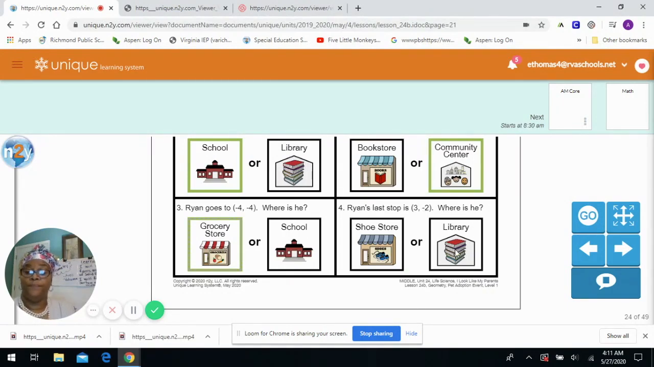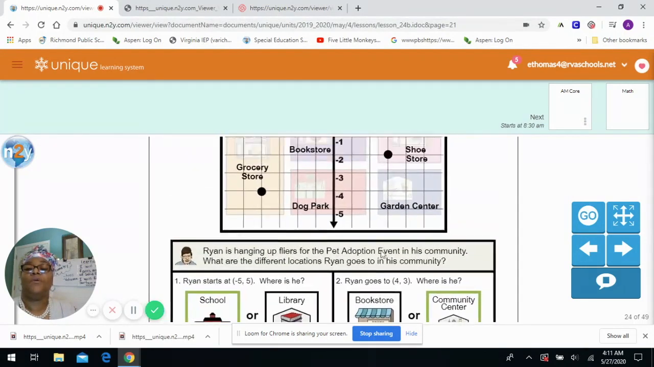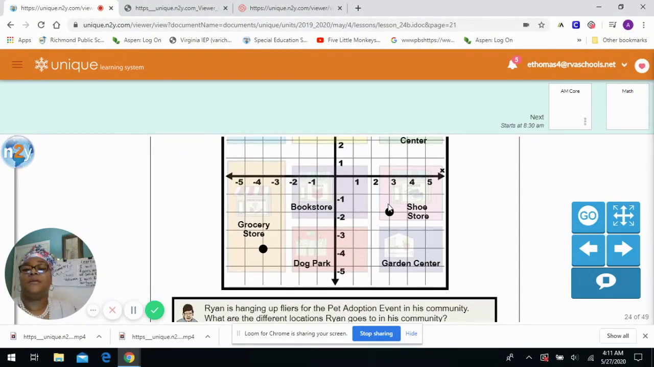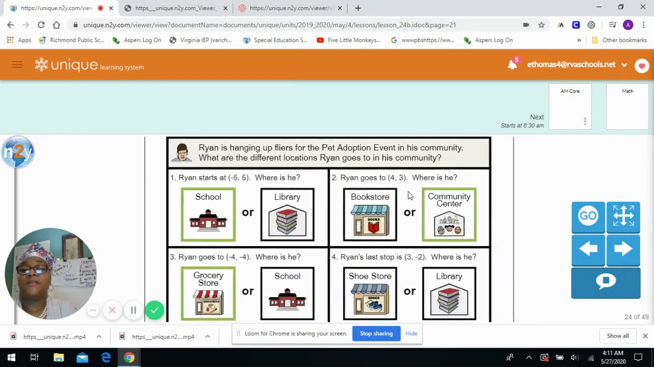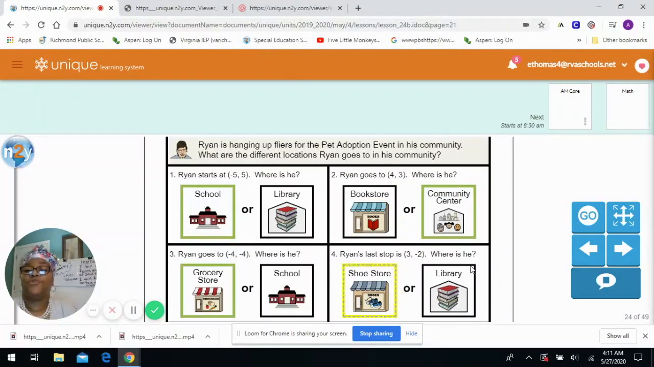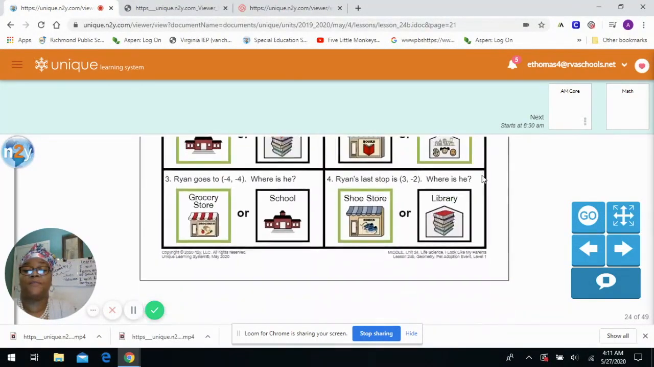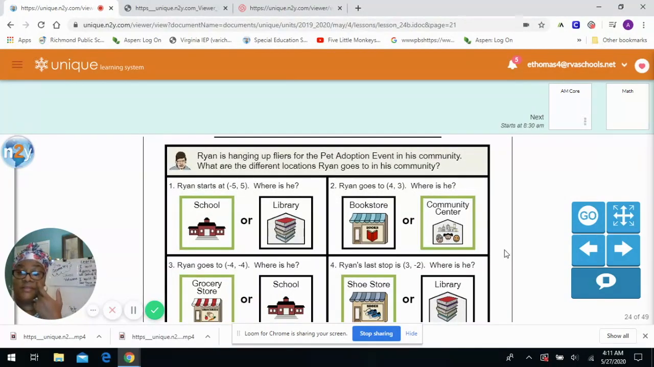Where is he? Let's find out. Okay, 3. He's at 3 and -2. Okay, so he is where? He's at the shoe store. Very good. So just remember, the ordered plane is X and then Y all the time. X and Y all the time. It says always X and Y.